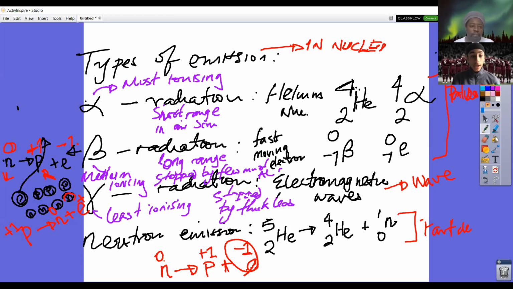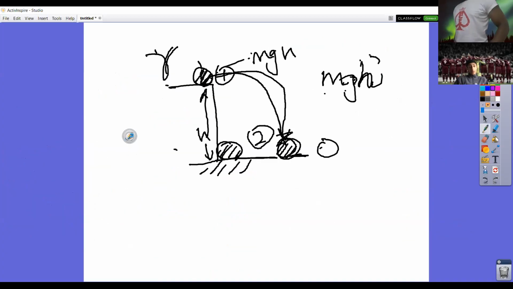Go on. How can the gamma one be, do you know, electromagnetic waves? How can it even be ionizing at all? Very good question, Jay. That's a very, very good question. Yes, Jay. So we're back to this. Very good question to say, how can it even have any form of ionizing capability?